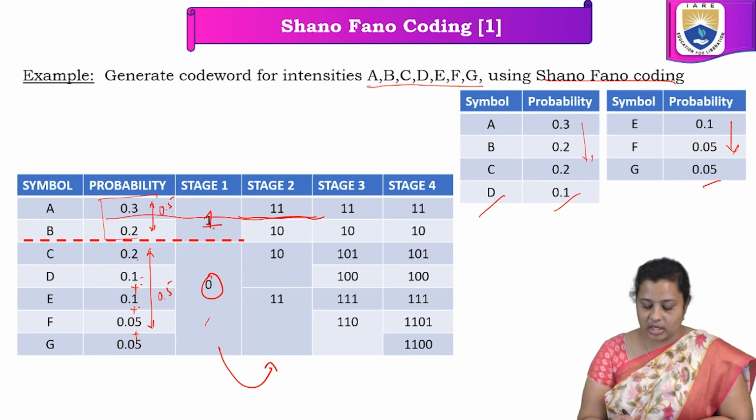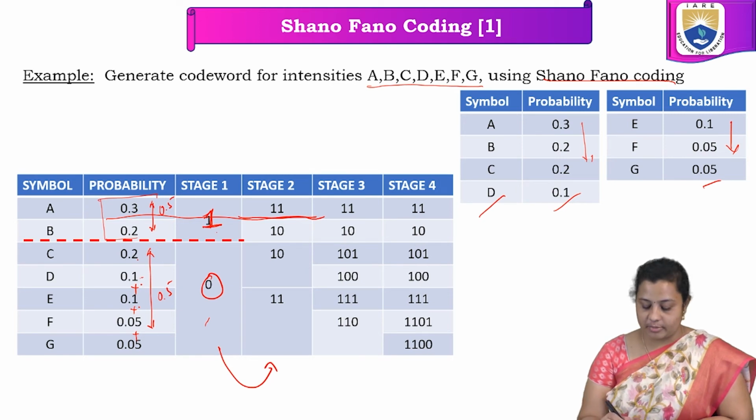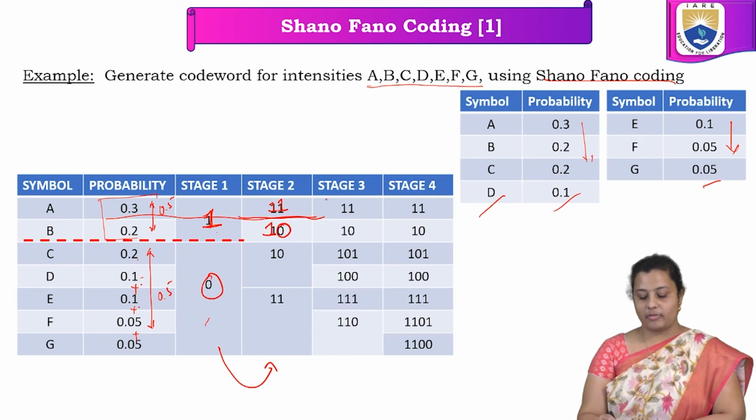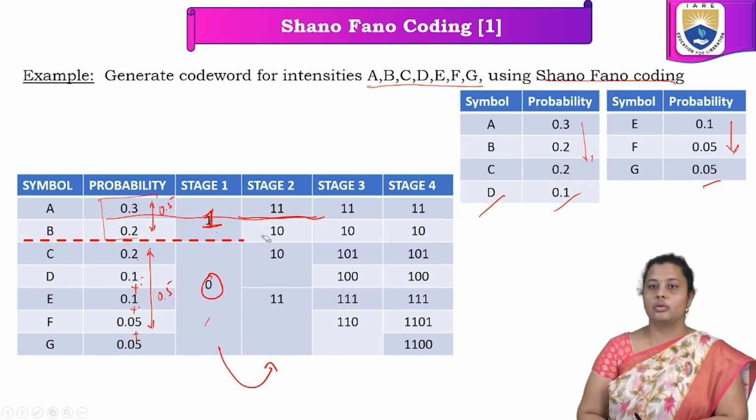Now, in stage 1, we have already coded the value as 1, right? So now what do we do? We shift it by 1 bit towards our left side, and we give the upper subgroup a value of 1, and for the lower subgroup, we give it 0. So we have got it here as 1, 1 and 1, 0, right?